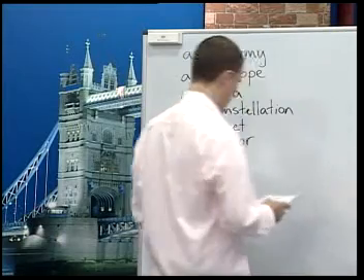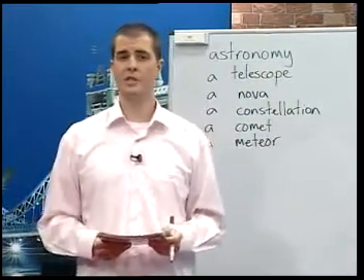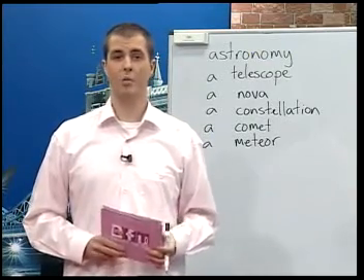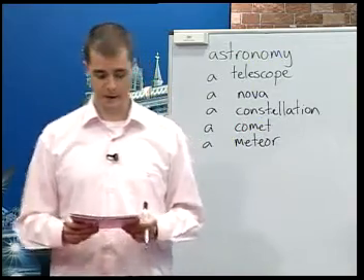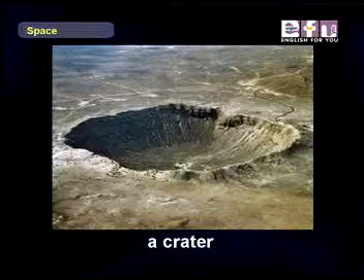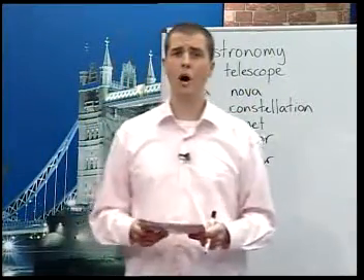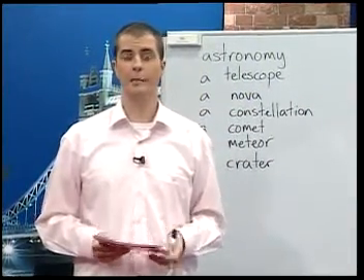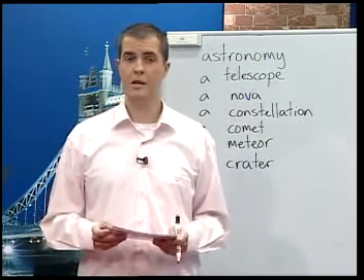A meteor is like a comet, but it's a piece of rock or metal which floats through the sky in space, and it makes a bright line when you see it at night as it falls through the Earth's atmosphere. A crater. A crater is a round hole in the ground made by something that has fallen from the sky, for example, a meteor. There are many craters on the moon.